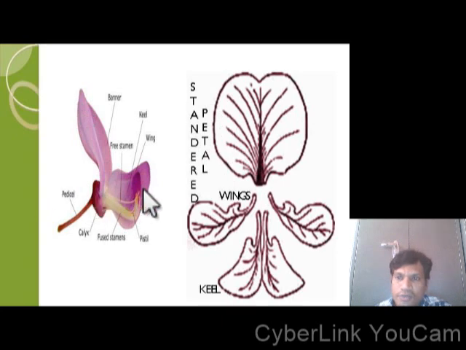This is a section of the flower. This is a standard petal, wings and keel, and this is the androecium and gynoecium. See, this is the standard petal, these two are wing petals, and this is the keel, where we find the petals somewhat united.